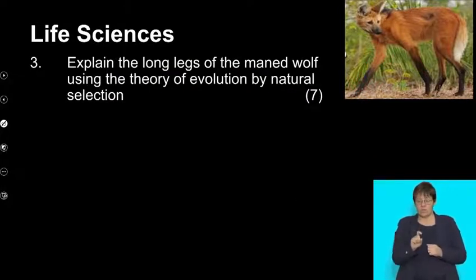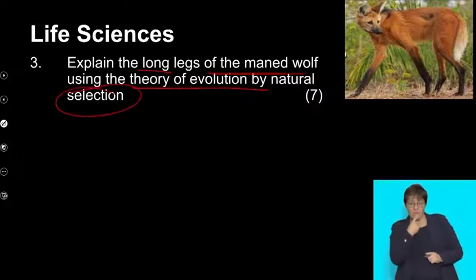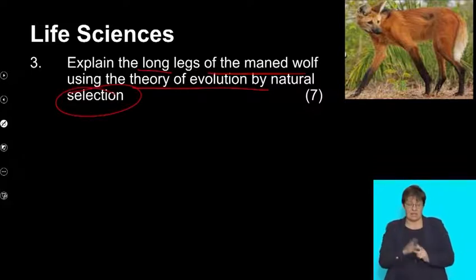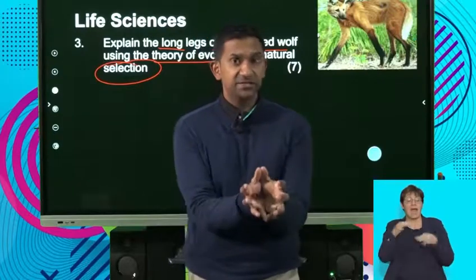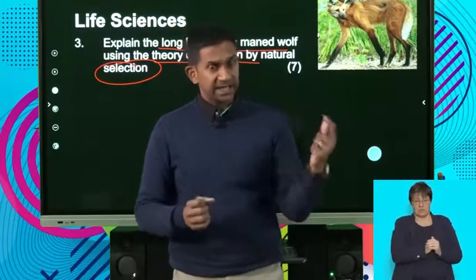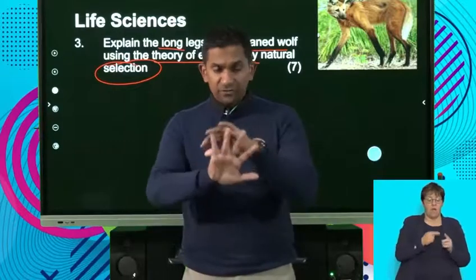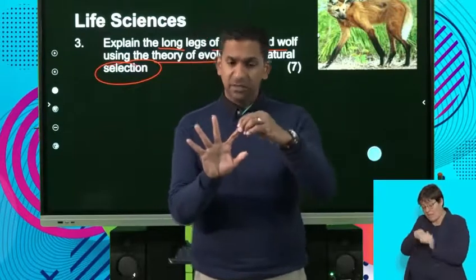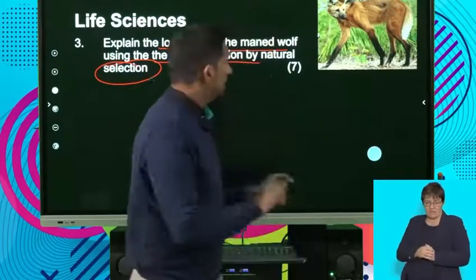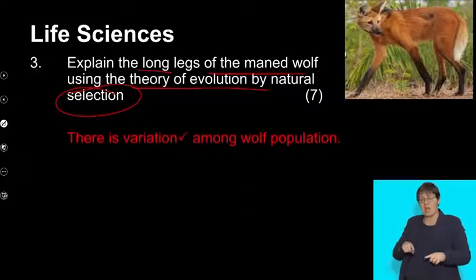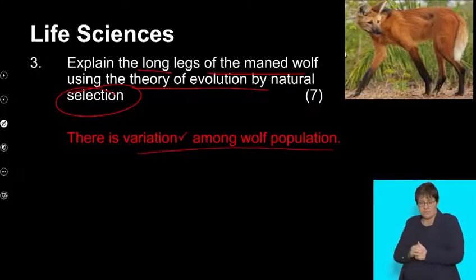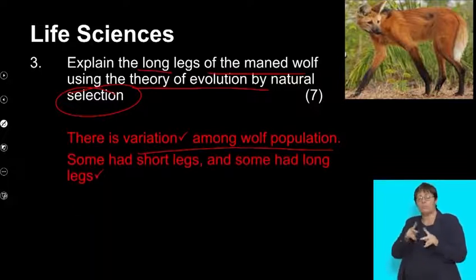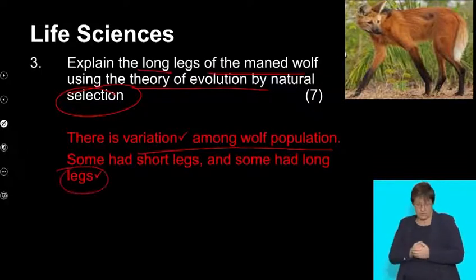The question that I'd like to wrap this section up with is: explain the long legs of the maned wolf using the theory of evolution by natural selection. Guys, this is a typical question where you've got to explain the theory using an example. Again, it is pinned by the 4 or 5 concepts that we discussed: individuals produce offspring. Amongst the offspring, we see variation. In this case, there's variation in the length of the limbs. Amongst them, the long-legged ones have a better chance of being able to find prey or food or see predators.